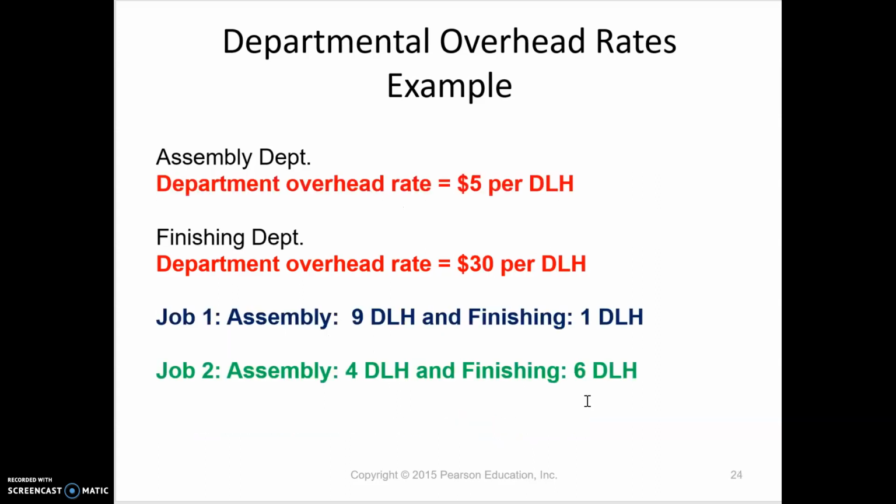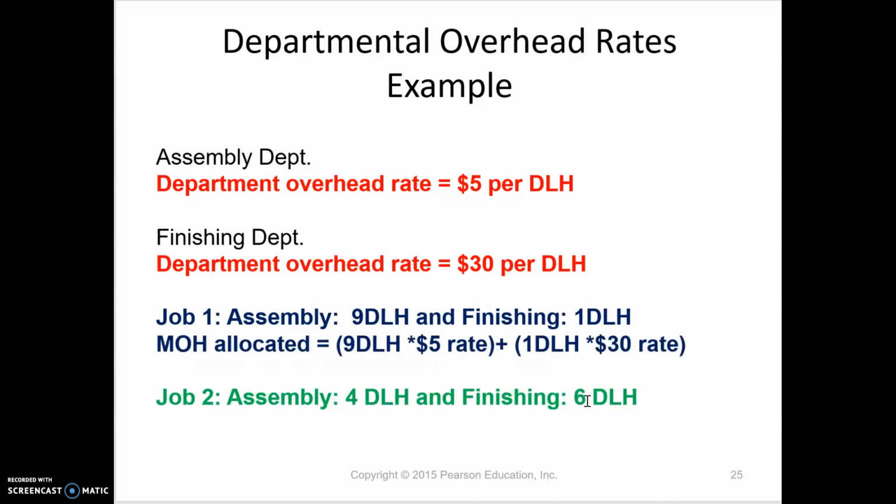And so if job 1 used 9 hours in the assembly department and 1 hour in the finishing department, for the overhead allocated, we take the 9 assembly hours and multiply it by the $5 assembly overhead rate. So that comes to 45. And then in the finishing department, 1 direct labor hour at a $30 rate. So that comes to $30. So when we add together the 45 and the 30, the overhead allocated to job 1 is 75.